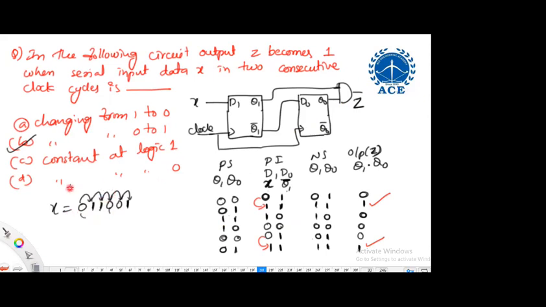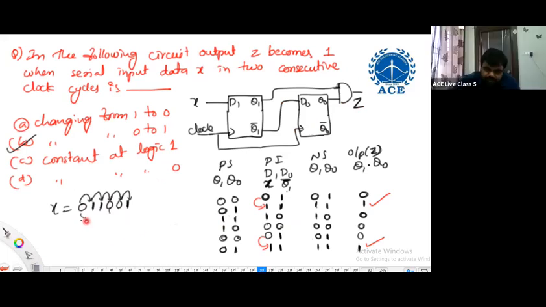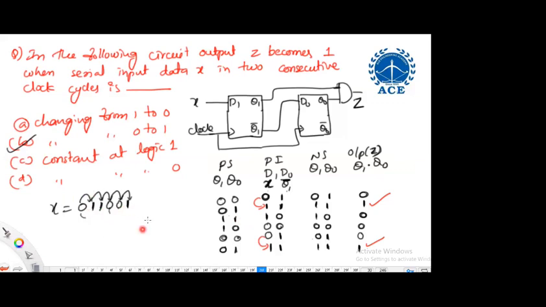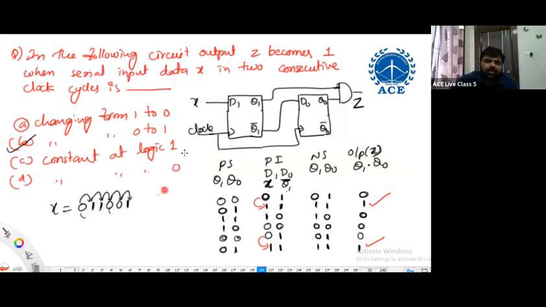From the given options, I have chosen this data. If you start from 1 to 0, not a problem. You can start with 1, 0, 0, 1, 1, 0 also. Not a problem, you can go with that. Try. There also, you will get z equals 1 only when it is changing from 0 to 1. It is not compulsory to use this sequence only, but I wanted to cover these 4 possibilities.